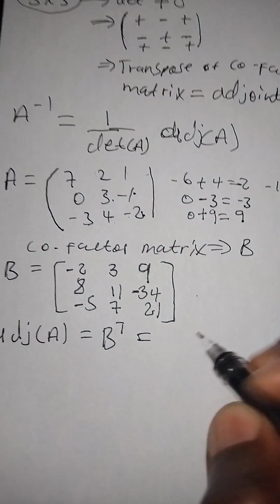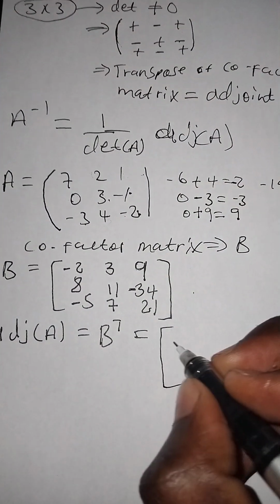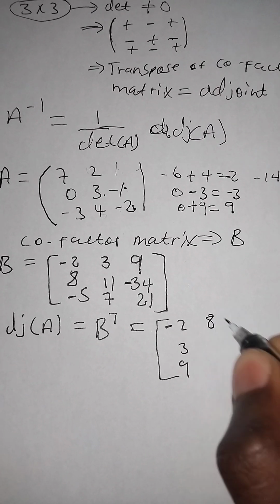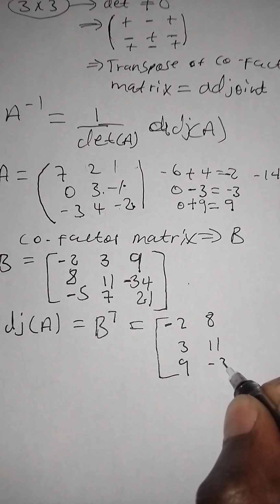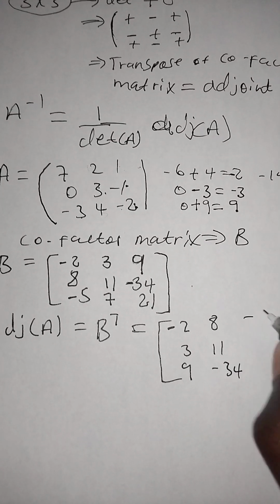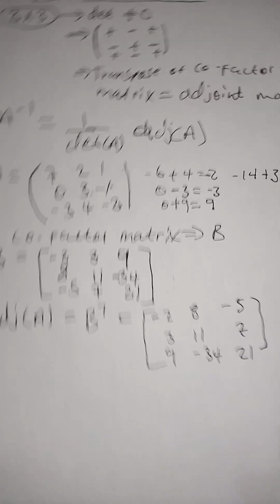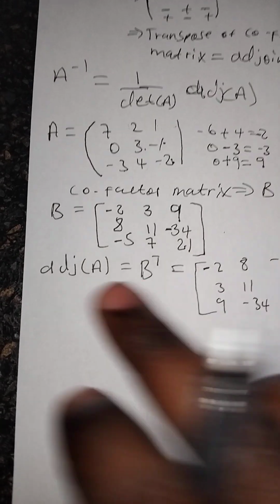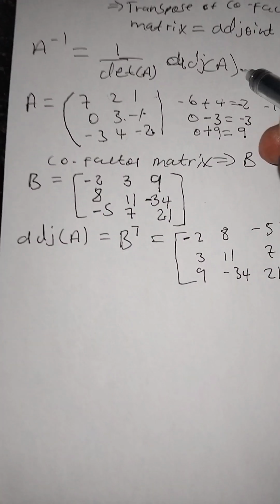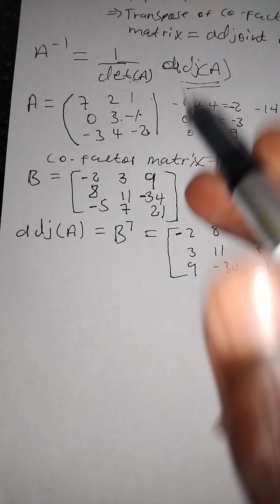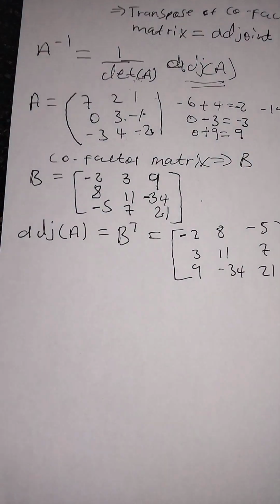So when we transpose this matrix, what do we get? We get minus 2, 3, 9, 8, 11, minus 34, minus 5, 7, 21, just like that. So we have got the adjoint. What is left is to find the determinant. So the determinant of this matrix, what is it going to be?